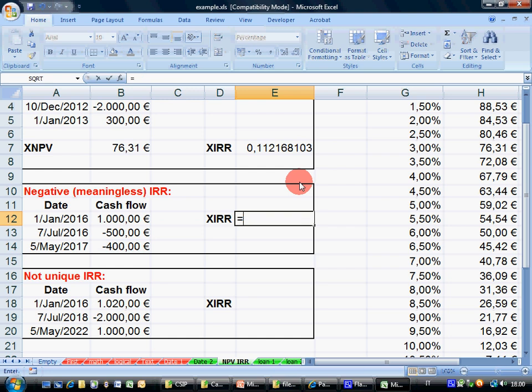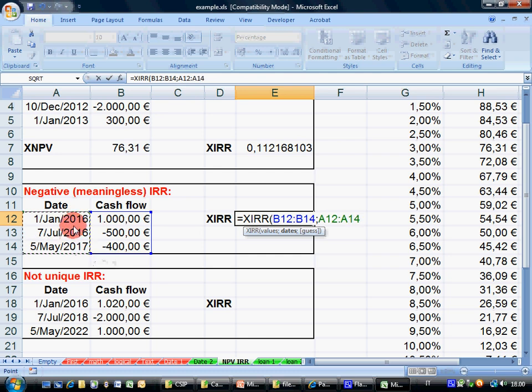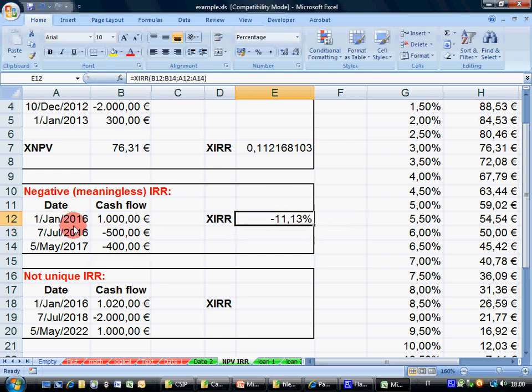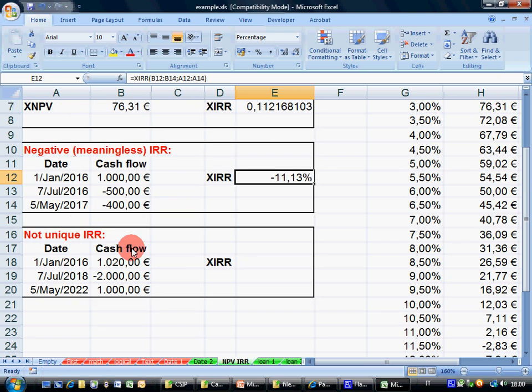So let's see. XIRR. According to the version of Excel which you are using, this may give you an error or a negative internal rate of return. In this case, it gives me a negative internal rate of return. Let's see the situation where there are two internal rates of return. So the internal rate of return is not unique. So this is the situation.